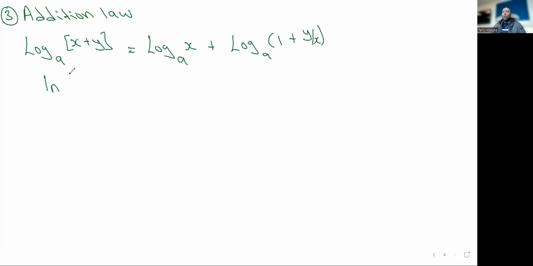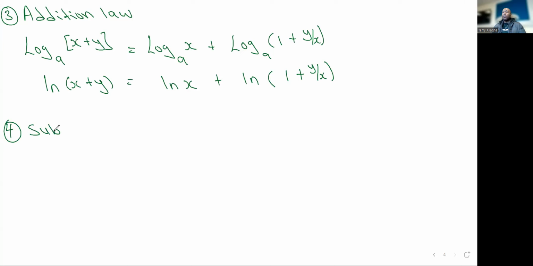So the next one, when we have ln of x plus y, that will give you the same thing as saying you're going to have ln x plus ln of 1 plus y over x. Okay, that's the addition law. Number 4 is the subtraction law.